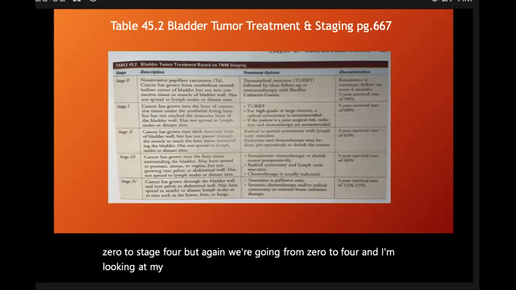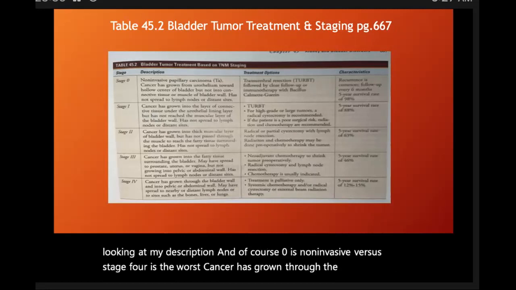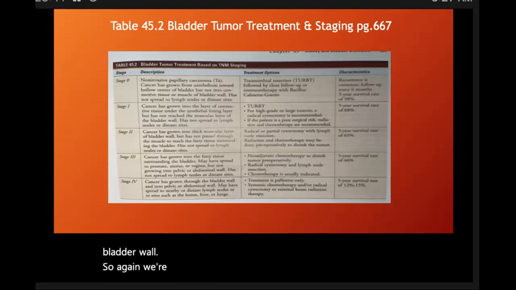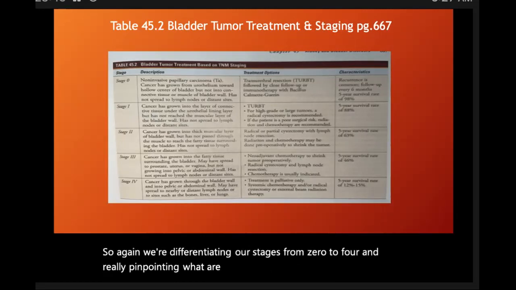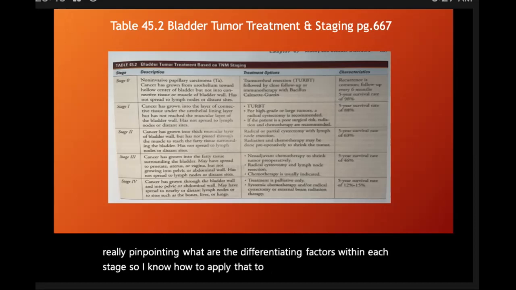Of course, 0 is non-invasive, versus stage 4 is the worst: cancer has grown through the bladder wall. So again, we're differentiating our stages from 0 to 4 and really pinpointing the differentiating factors within each stage, so I know how to apply that to my critical thinking questions.